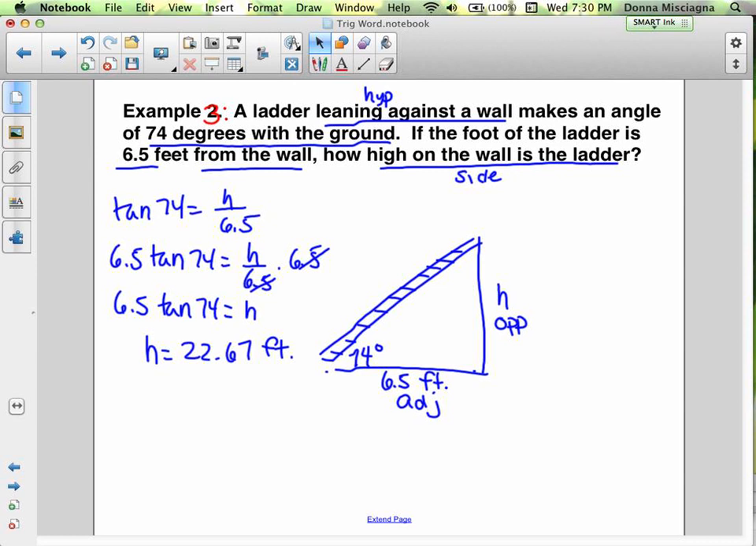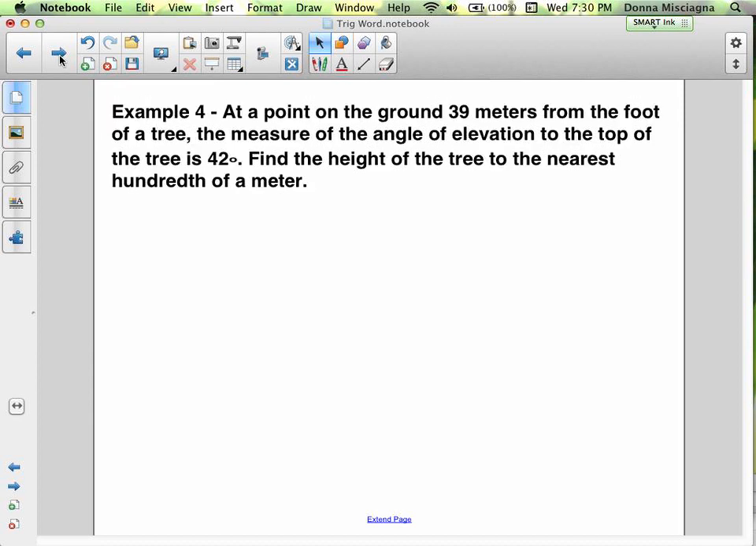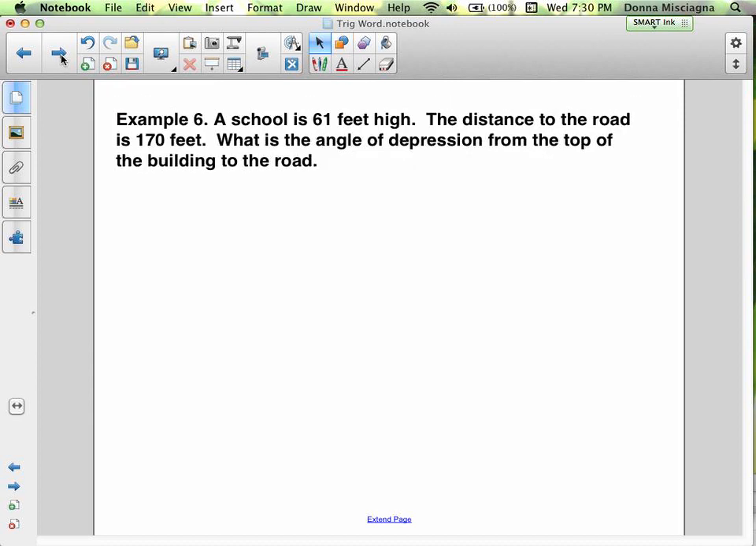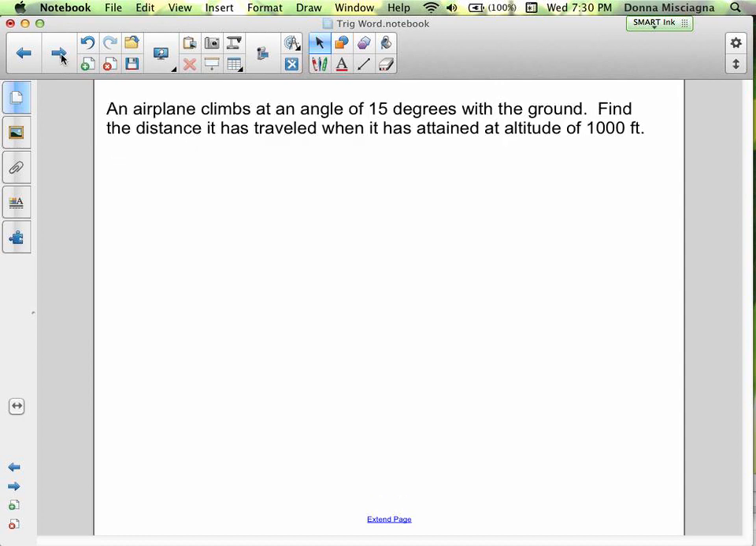So in class, we'll do some more problems, like a lighthouse and a tree and the school, and other exciting problems. And maybe we'll look for some angles as well.